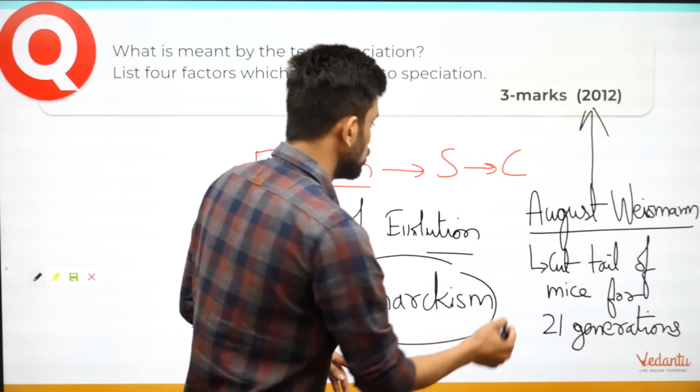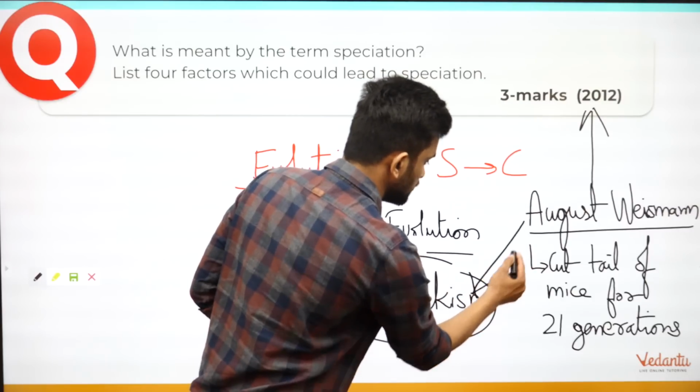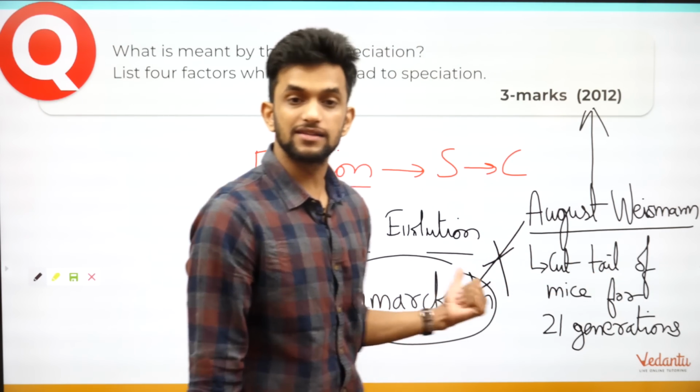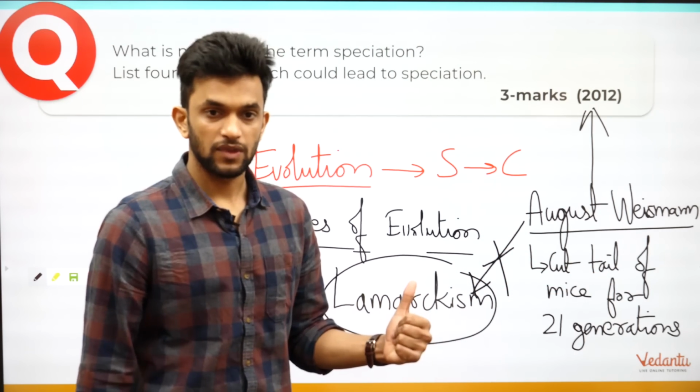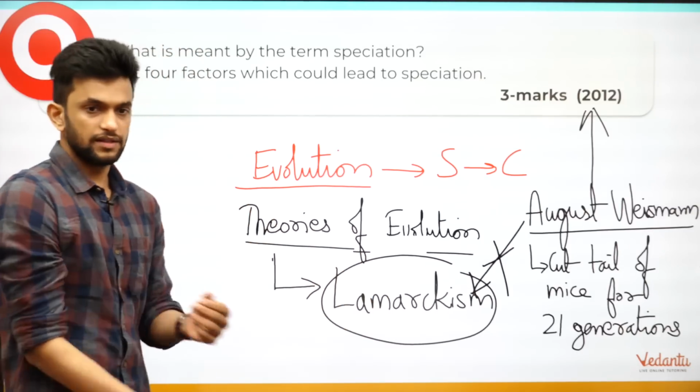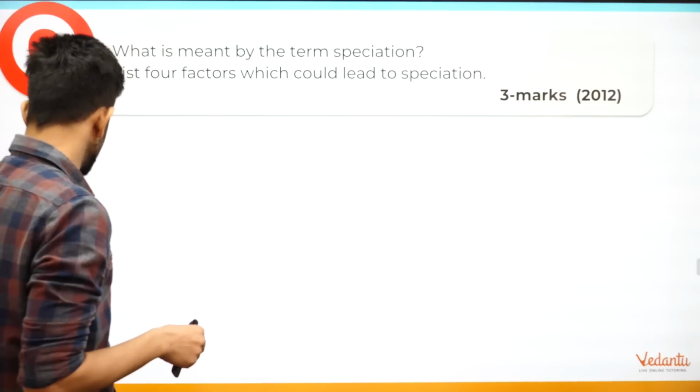So what did this prove? This proved Lamarckism is wrong. So we say August Weismann proved Lamarckism was wrong. Okay, very important, it might come in the exam. Now let's see the next theory.